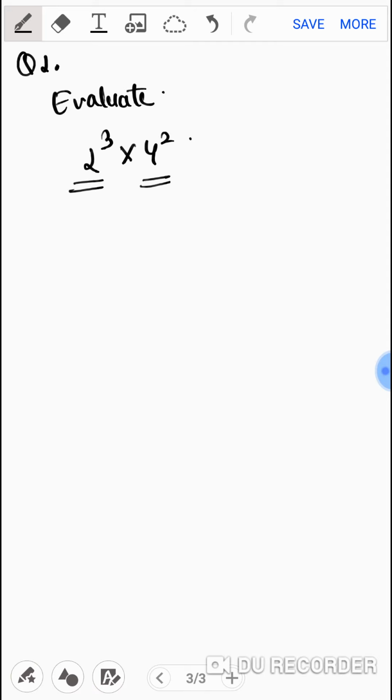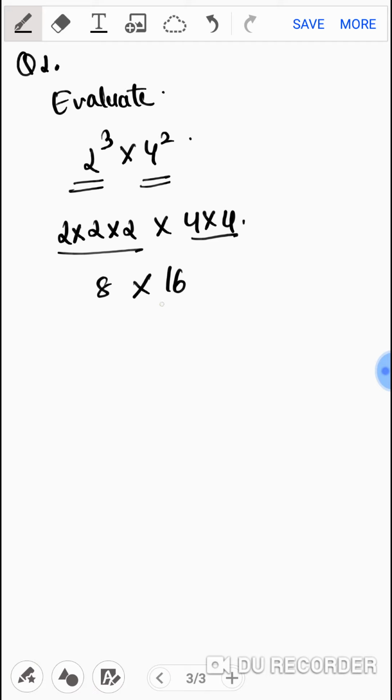Next, question number 2. Evaluate. My dear kids, evaluate means to find the value. Now it is given 2 raised to 3 into 4 raised to 2. What do you mean by 2 raised to 3? You have to multiply 2 for 3 times and 4 for 2 times. So 2, 2, 2, it will be 8. 4 4s are 16. So you have to multiply 16 into 8. That will be 128. Clear?